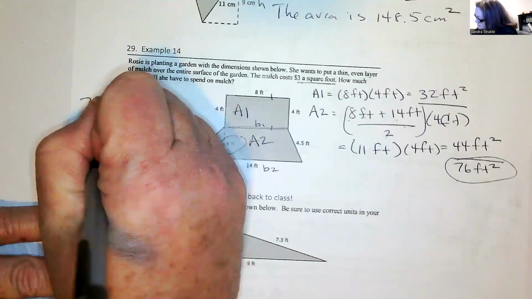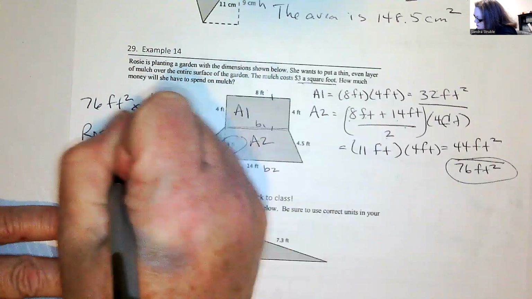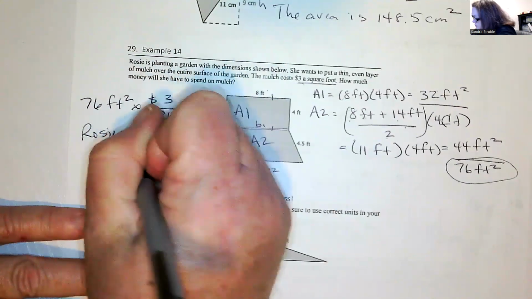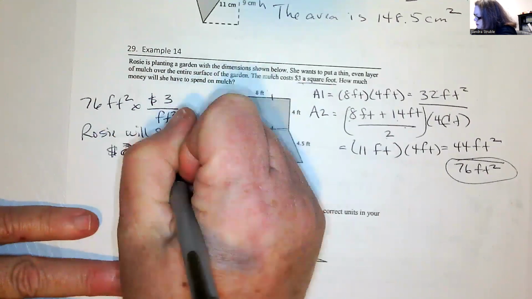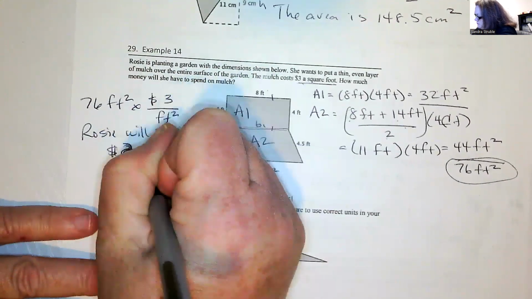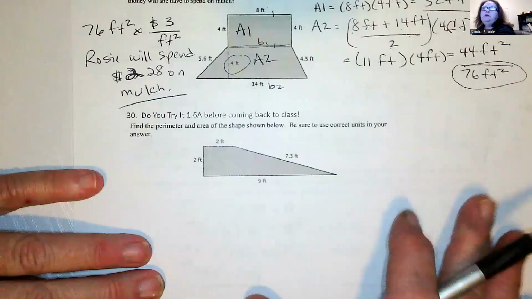We'll get 228. So Rosie will spend, it's a dollar sign, $228 on mulch. That is answering the question. Okay. Let's go to the next one.